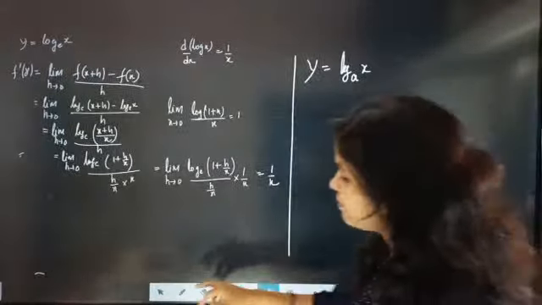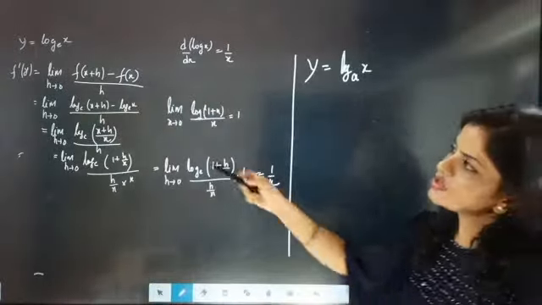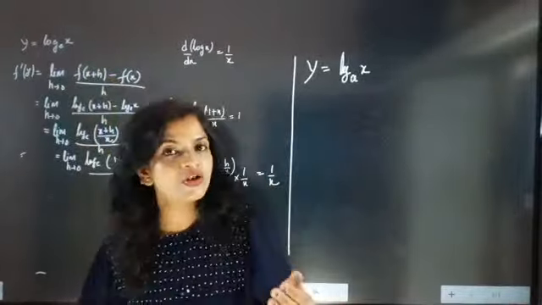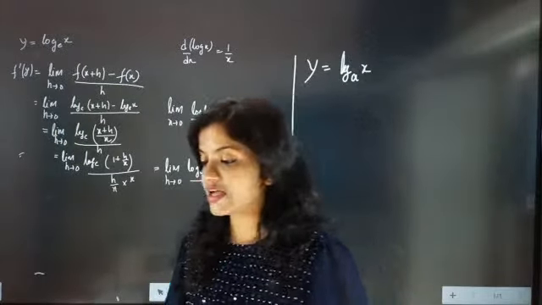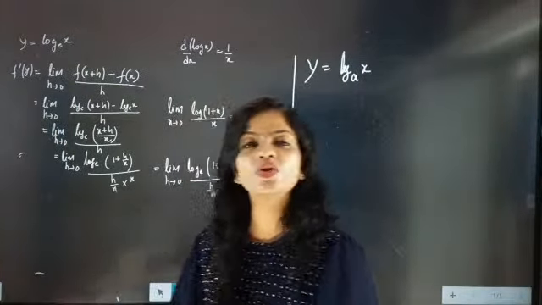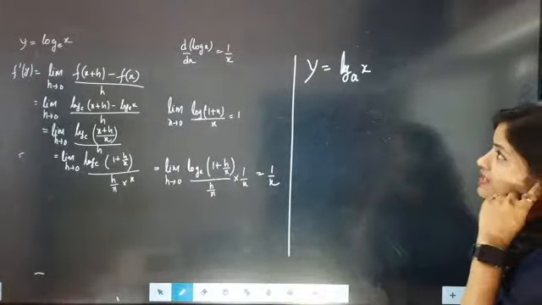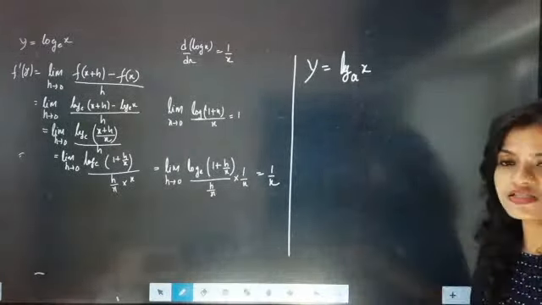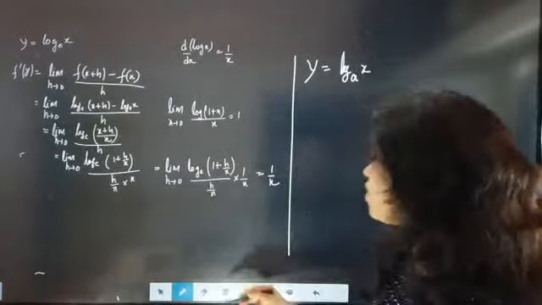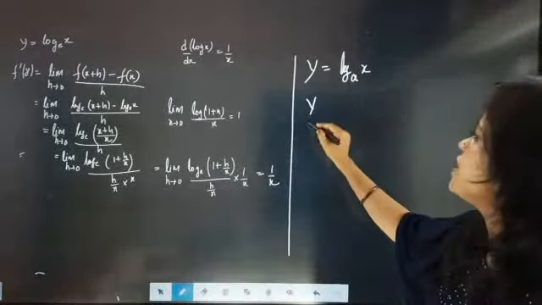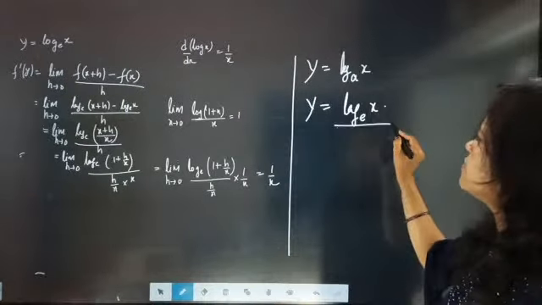Now look here. When base a is there, we already know that we are habituated to log base e of x. When log base e of x is there, its differentiation will become 1 by x, because we know that the exponent base e is hidden there. But when log base a of x is there, our first duty is to introduce e here. So we write y equal to log base a of x.